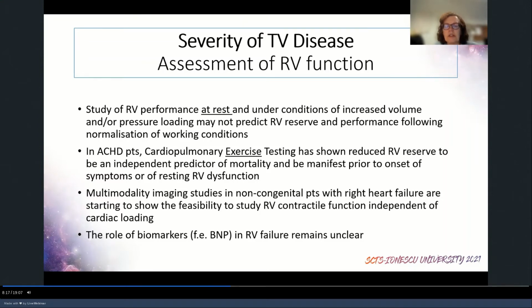Even more detailed assessment of the right ventricle was recently done in non-congenital cardiac patients using multimodality imaging studies with cardiac catheter and echo. And this showed that it was possible to study right ventricular contractile function independent from cardiac loading. Other useful parameters of assessment of right ventricular function or cardiac function in general, such as BNP, the value of those biomarkers in right heart failure still remains unclear.